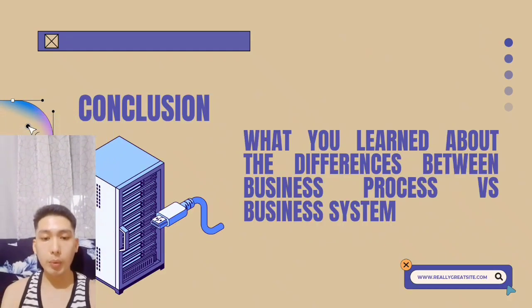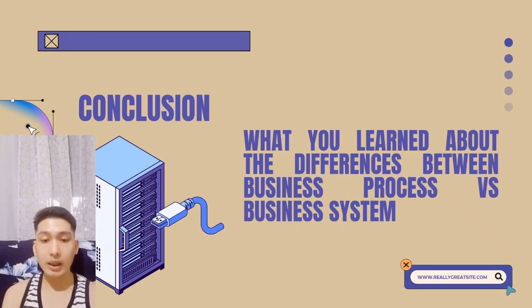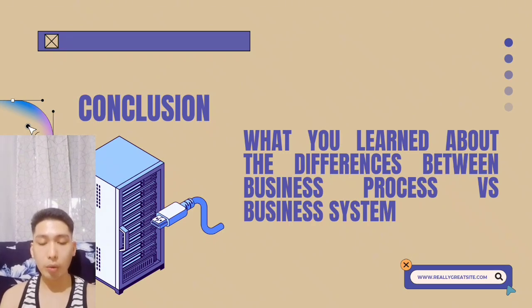The key difference between a business process and a business system lies in their scope and function. A business process is a series of steps or activities performed to achieve a specific business goal. Examples: order fulfillment, customer onboarding. It is a defined sequence of actions.